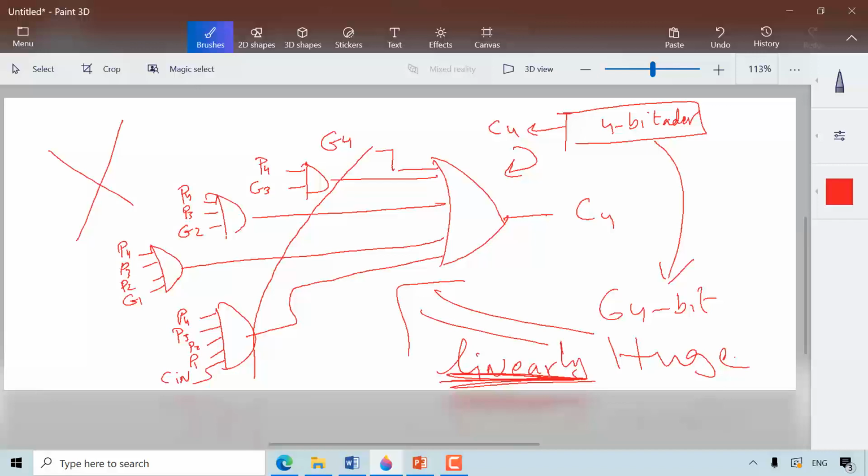This is possible for small adders, but when you talk about 64 and 48 and 128 adders, this becomes huge hardware, and we will have to find another way. And this is going to be the topic of the next lecture.